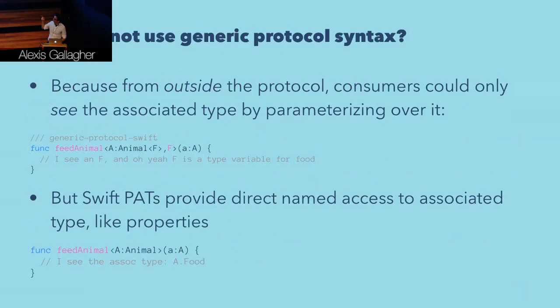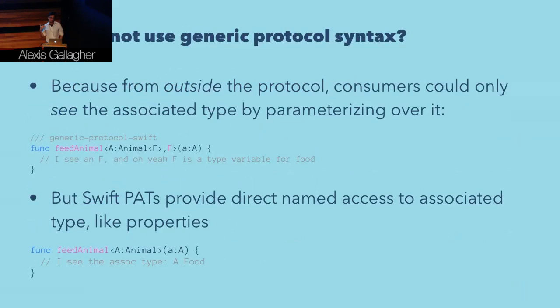If I wanted to feed an animal, I have to say feed animal A, it's type of animal O, but I also need to have the F in there, and the F appears on the feed animal signature. And then inside the implementation of feed animal, you'd be able to see F because it's one of the type parameters that you are parameterizing over for the definition of that generic function.